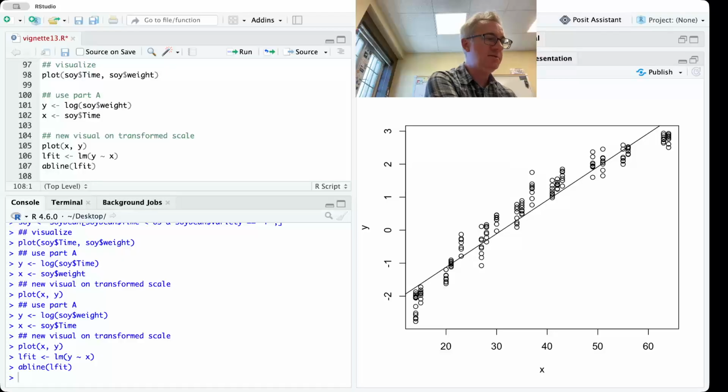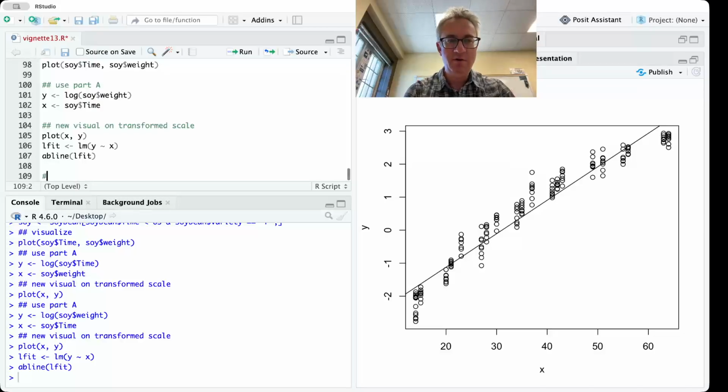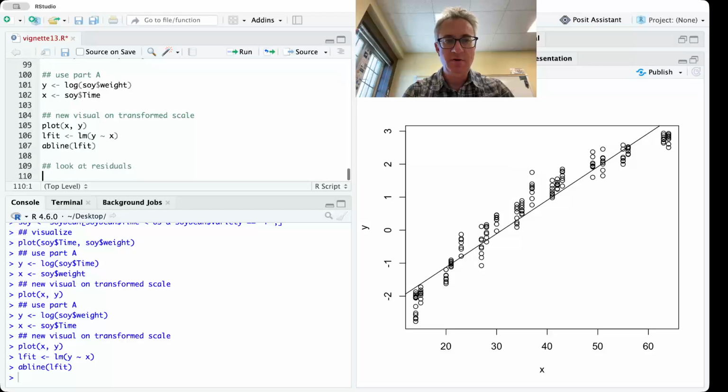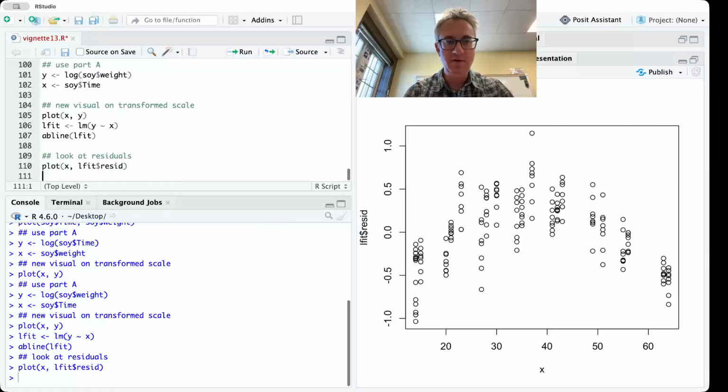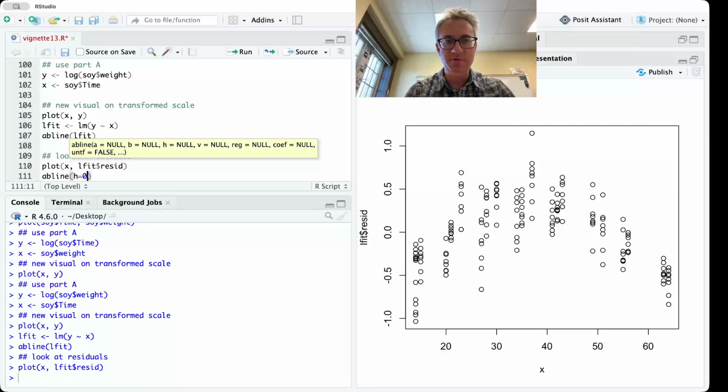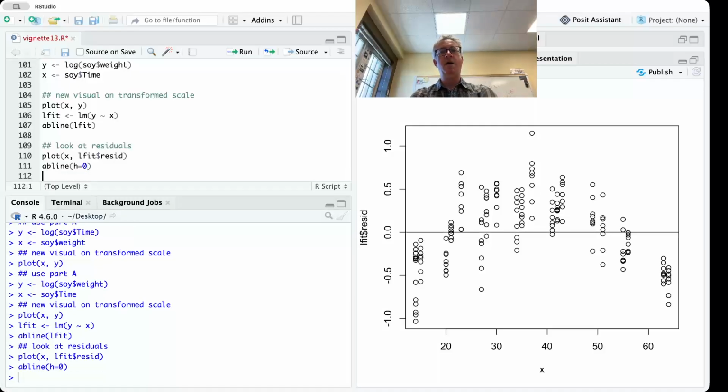And maybe it's clear that there is some relationship left over. Let's look at residuals. Plot x, lfit residuals, abline h equals 0. I think that this isn't a great fit.